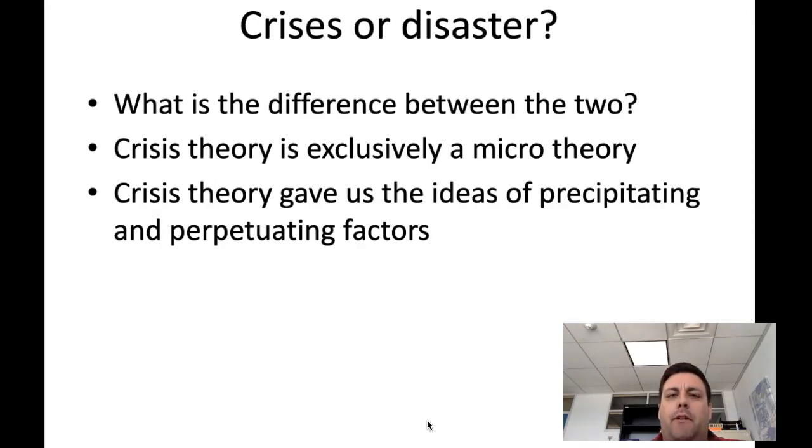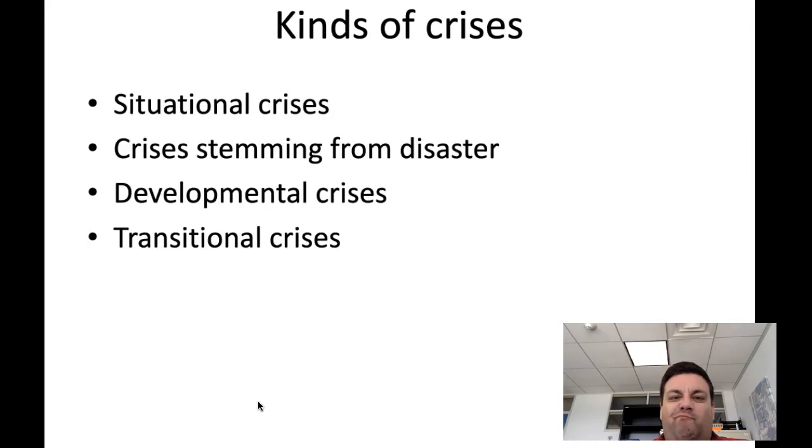He actually didn't really make much of a distinction between a crisis and a disaster. To him, they were really one and the same. But this also gets us to one of the sort of limitations of crisis theory, and that's that it's really exclusively a micro theory. It doesn't say much about intervening on the meso or macro levels. It's exclusively sort of a human behavior theory.